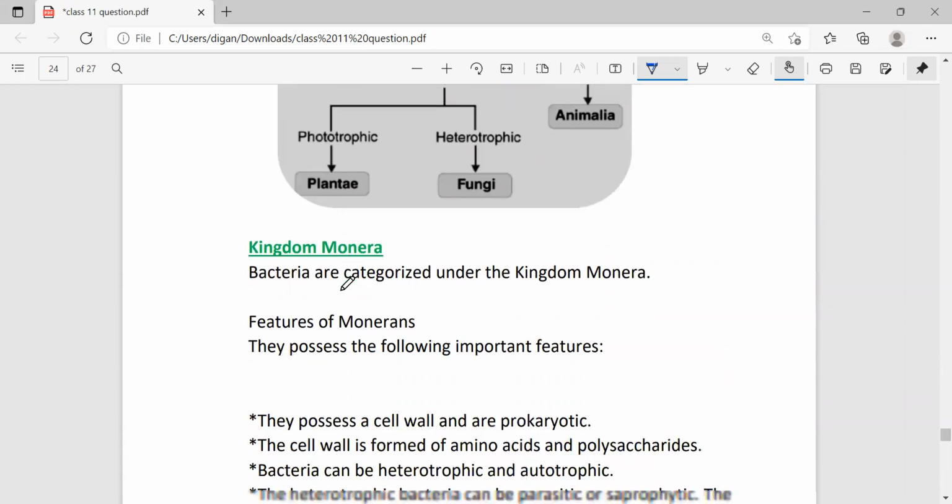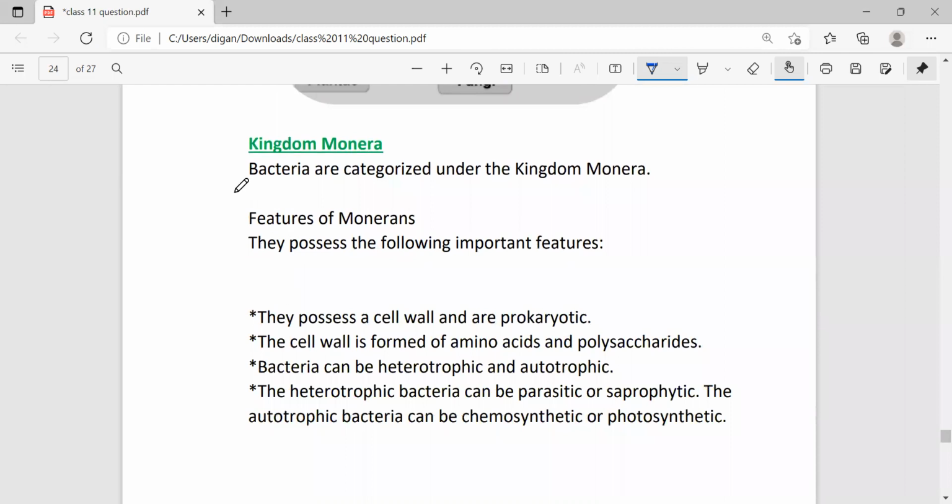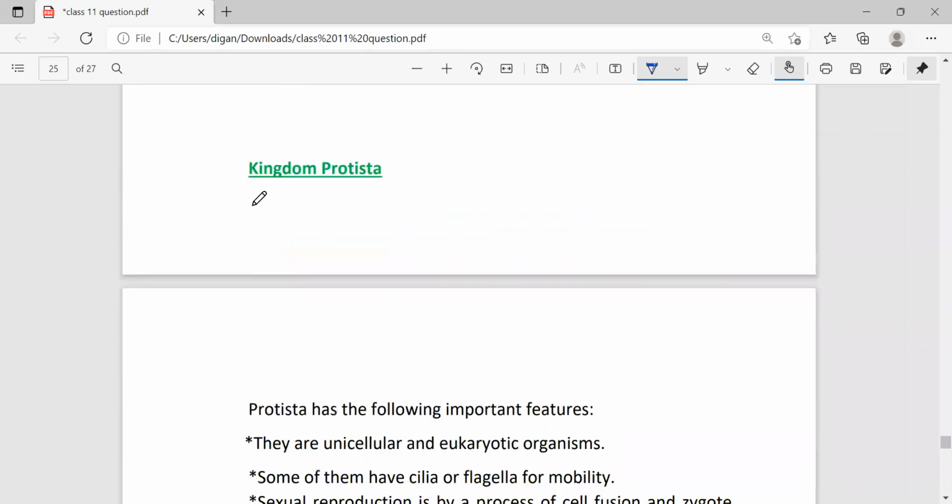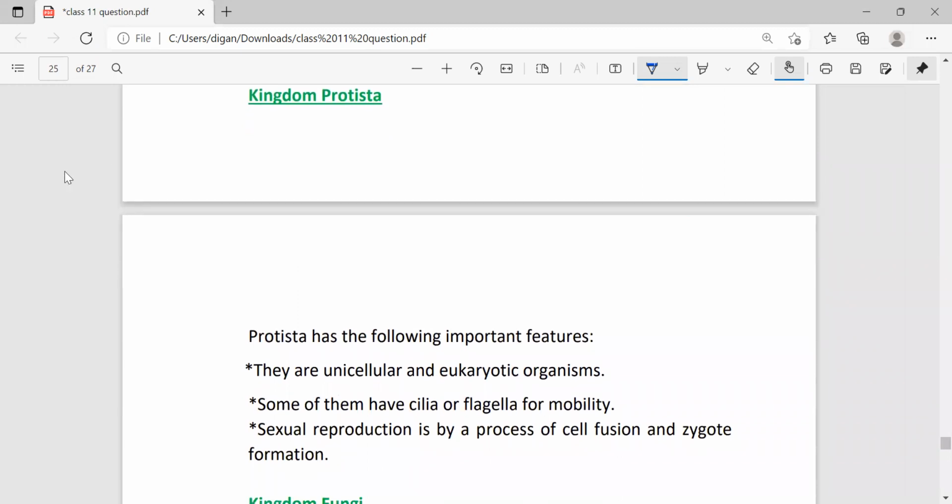Next, these are the characteristics. First, these are the characteristics of kingdom Monera. They possess a cell wall and are prokaryotic. Prokaryotic means unicellular. The cell wall is formed by amino acids and polysaccharides. Bacteria can be heterotrophic or autotrophic. Next, kingdom Protista. For Protista, these are the characteristics. They are unicellular eukaryotic organisms. Some of them have cilia or flagella for mobility. Sexual reproduction is by the process of cell fusion and zygote formation.